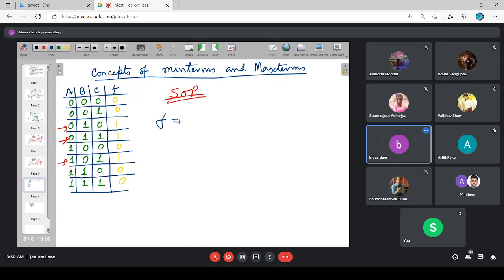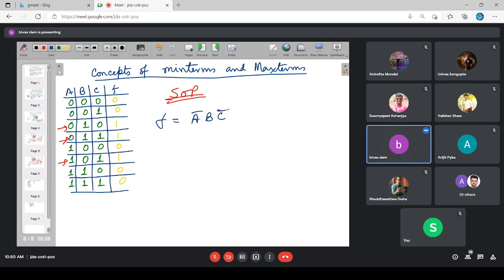What is the next step? In the SOP, sum of products, find the product terms, to find out the product term corresponding to those input combinations. So what is the product term for the very first input combination 0, 1, 0? A bar, B, C bar.